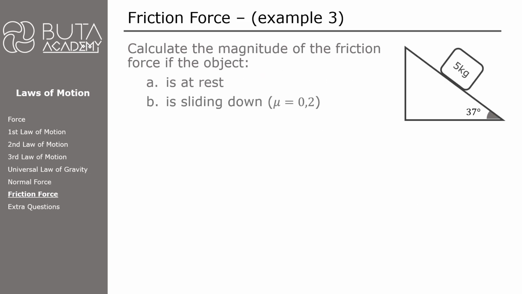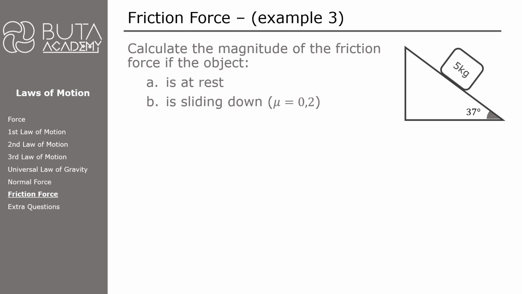In the last example of this video, there is a 5 kg object sliding or at rest on an inclined plane. Angle of inclination is 37 degrees and coefficient of friction is 0.2. The task is to calculate the magnitude of friction force for two different cases. In the first case, the object is at rest. In the second one, it is sliding down.